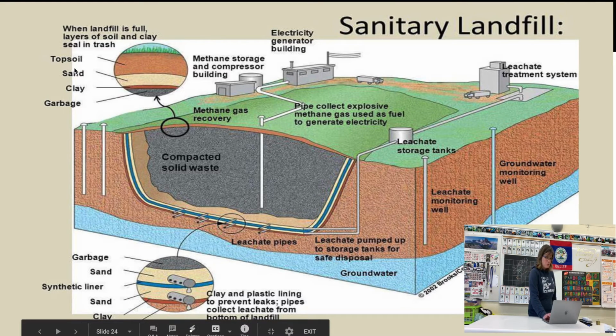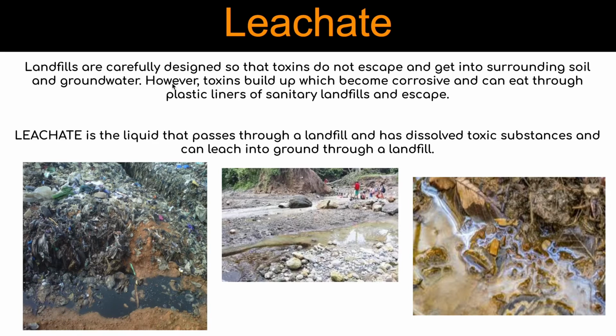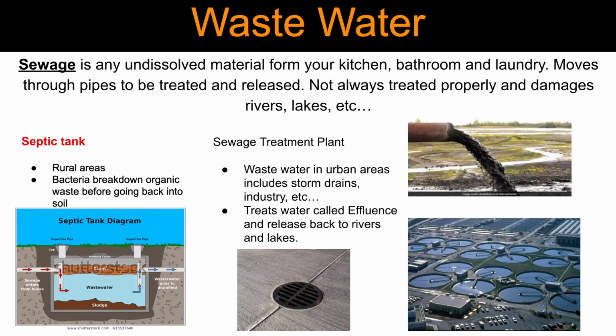You'll notice here that there's topsoil, sand, clay, and they just have a whole bunch of different layers to be able to protect us. Leachate is garbage juice. That's just a fancy word for garbage juice, so leachate. Landfills are carefully designed so that toxins don't escape and get into the surrounding soil. And so we just said that leachate is the liquid that passes through a landfill, and it can leach into the ground. And so it can be really, really dangerous. We want to get rid of it.